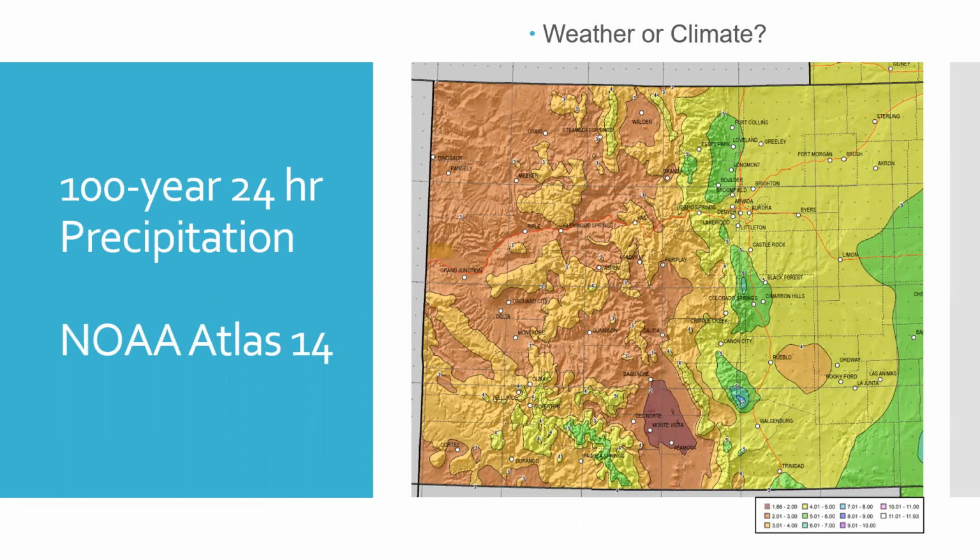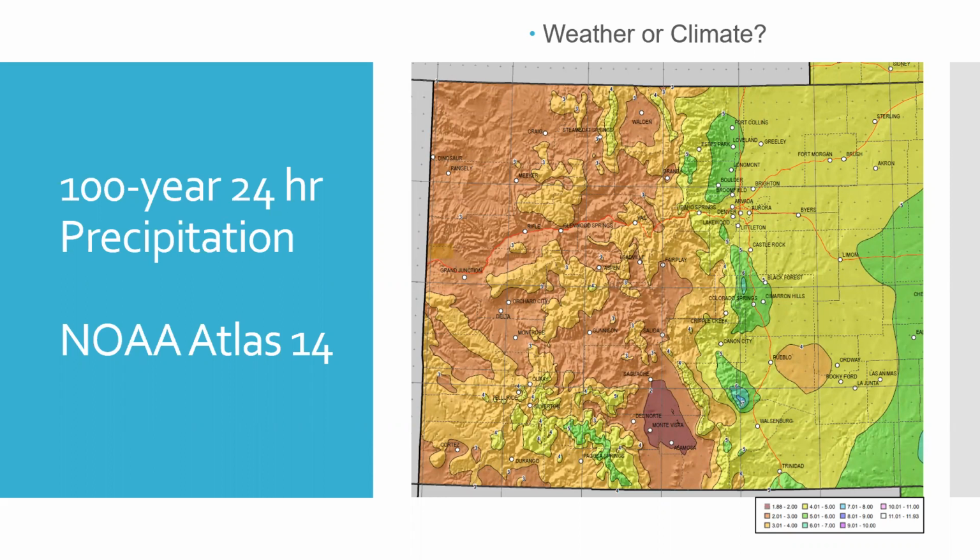And I'll put the question to you all in the last minute we have. Is this a weather or climate phenomenon, what we're seeing here? So this is the 100-year or 1% annual exceedance probability, 24-hour duration precipitation depth. Does that result from weather or climate? Or both? What do you think, Ryan? Yeah, that's not an easy question, right? Is it weather or climate?